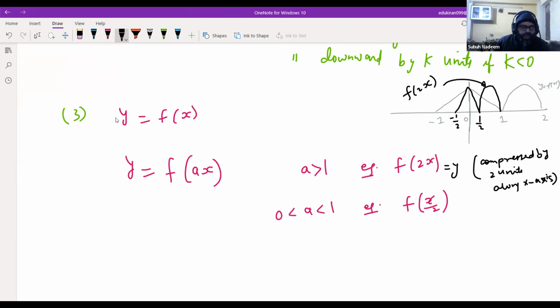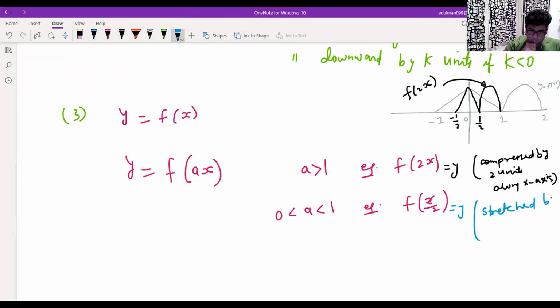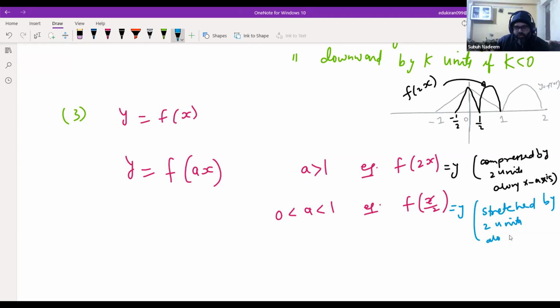For x by 2, what will happen? This will get stretched by 2 units along the x-axis. So don't think that if it is getting multiplied, it will become a stretch. No, it will compress. There is a reason behind that, but I'm not going into too much detail. So if you draw the graph of f of x by 2, it will be like this, and then the space is not there, but it will again touch at 4. This is -2, this is 2.